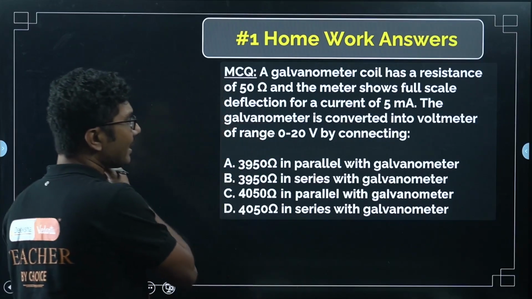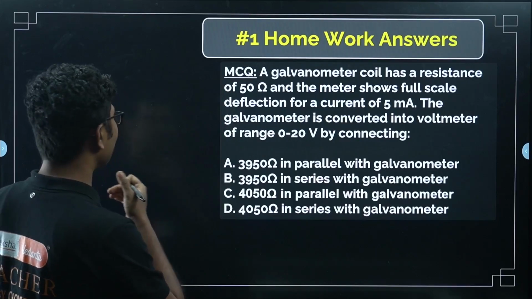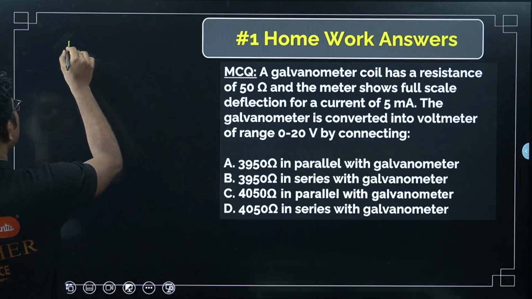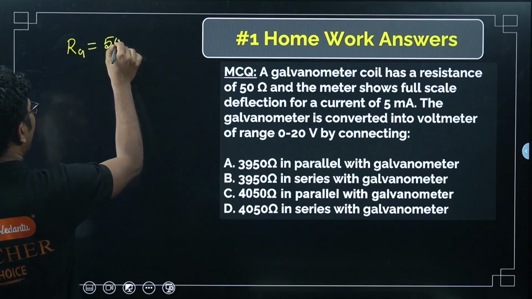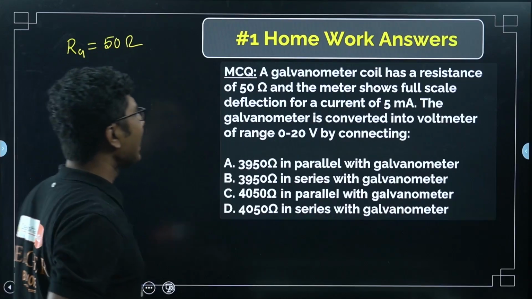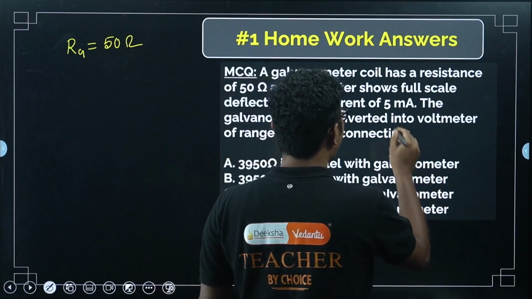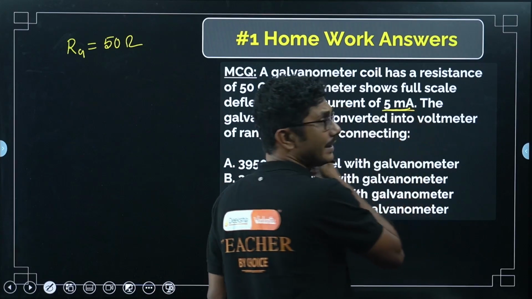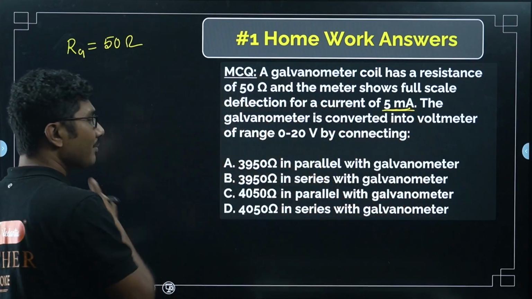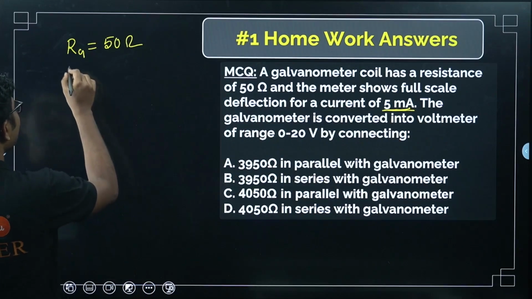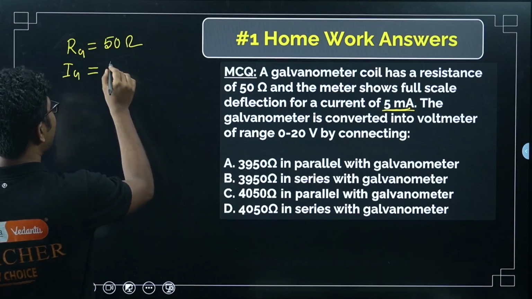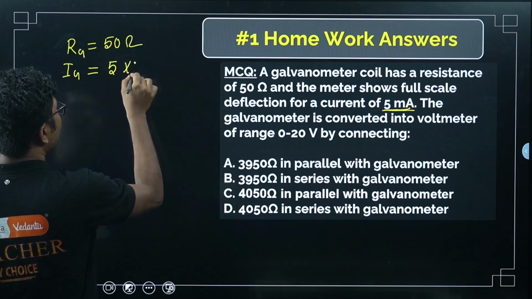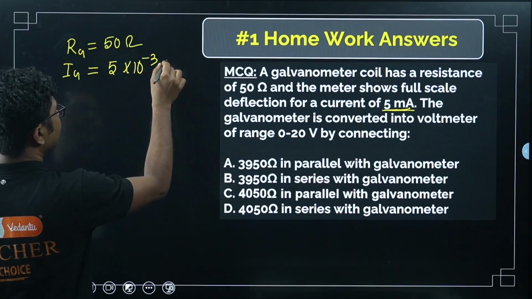So what is the main thing? The galvanometer coil has a resistance. So the resistance of the galvanometer is given, 50 ohm. Okay, and it shows a maximum deflection of 5 milliampere. So what is the maximum current? Ig is 5 milliampere, that is 5 times 10 to the power of minus 3 amperes.